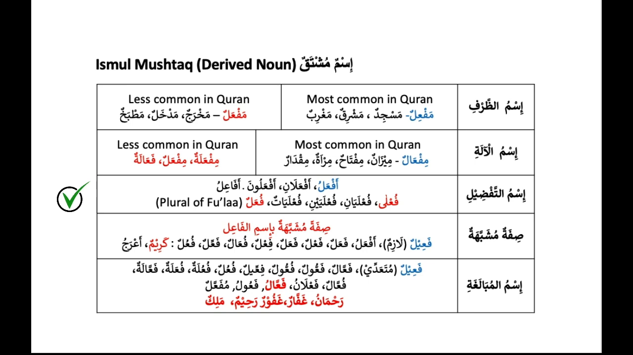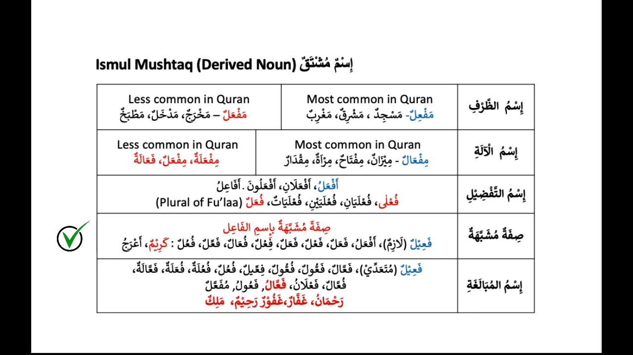Ismul Tafdil. The most common pattern of that is af'alu. The next common pattern is fu'la. And the plural of fu'la is fu'alun. Sifat-e Mushabbaha, the most common pattern is fa'ilun. For example, karimun, rahimun. The rest are less used patterns in the Quran. So you have to just remember fa'ilun, the most common pattern in Sifat-e Mushabbaha.